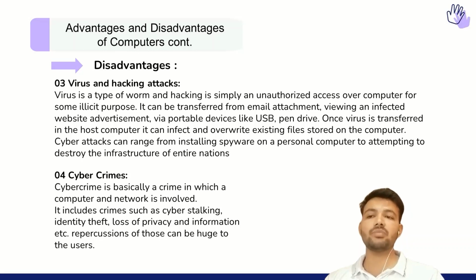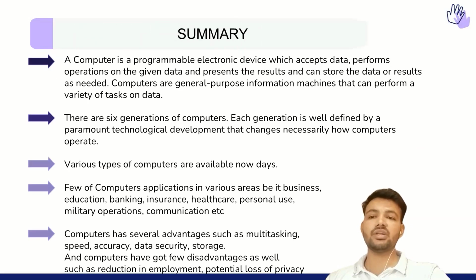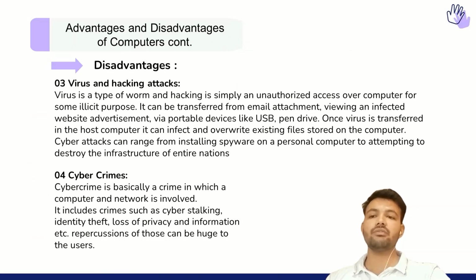It includes crimes such as cyber stalking, किसी का पीछा करना through the computers, that is cyber stalking. Identity theft, which we have already discussed. Loss of privacy and information, which we have already discussed, and repercussions of those can be used to the users. So cyber crimes can be related to money or related to privacy loss, and these are some of the big disadvantages of computers. And with that, we have come to the end of our lecture.